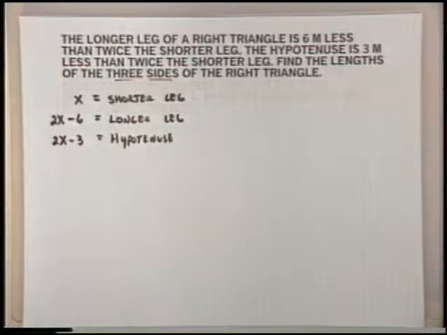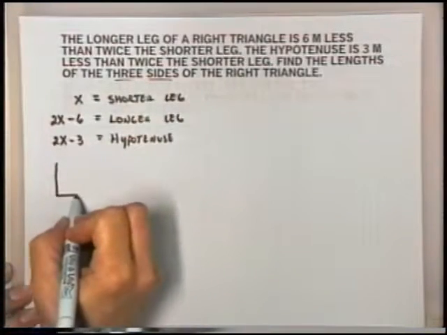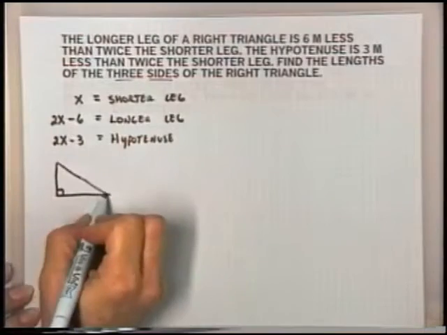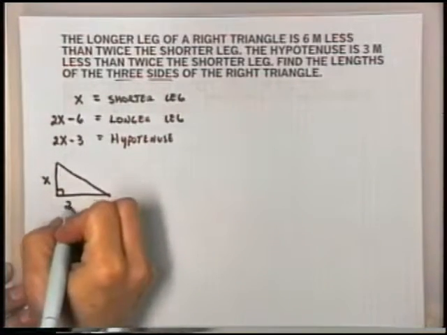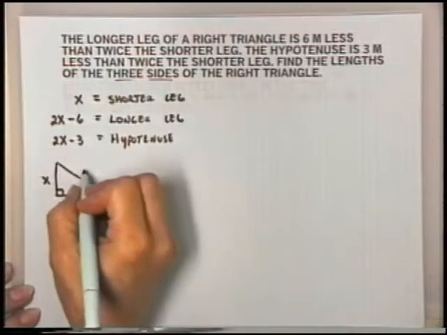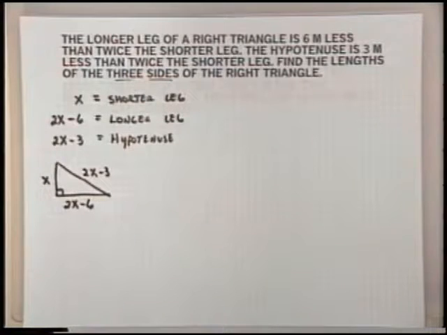You'll notice in this problem, we have just used all of the information in the problem to write down the expressions for the shorter leg, longer leg, and the hypotenuse. We are not given area or any other information about this right triangle. Let's draw a picture. I have a right triangle here. And this looks like the shorter leg, so I'm going to call that x. The longer leg being 2x minus 6. The hypotenuse being 2x minus 3.